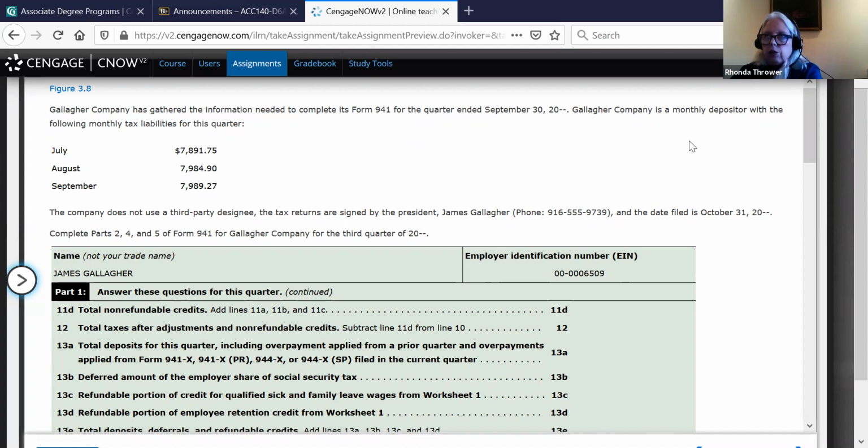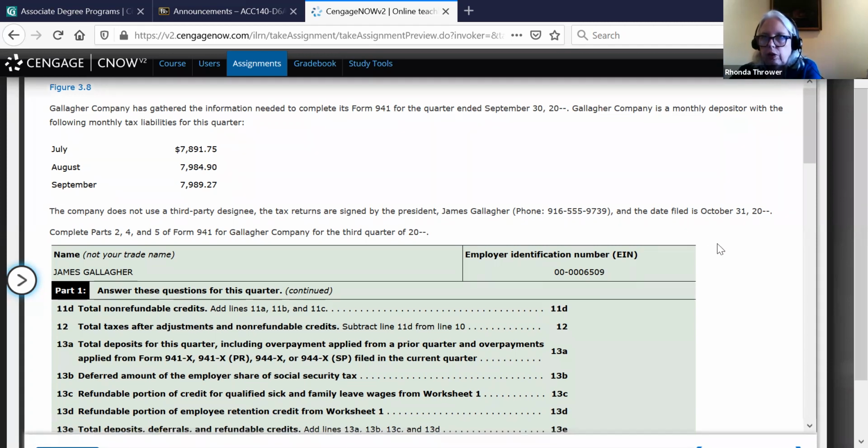The Gallagher Company is a monthly depositor with the following monthly tax liabilities. This is what they're going to have to deposit, or this is what they're actually paying to the federal government for the FICA taxes and income taxes that they've collected. So in July, the first deposit that was made is $7,891.75.